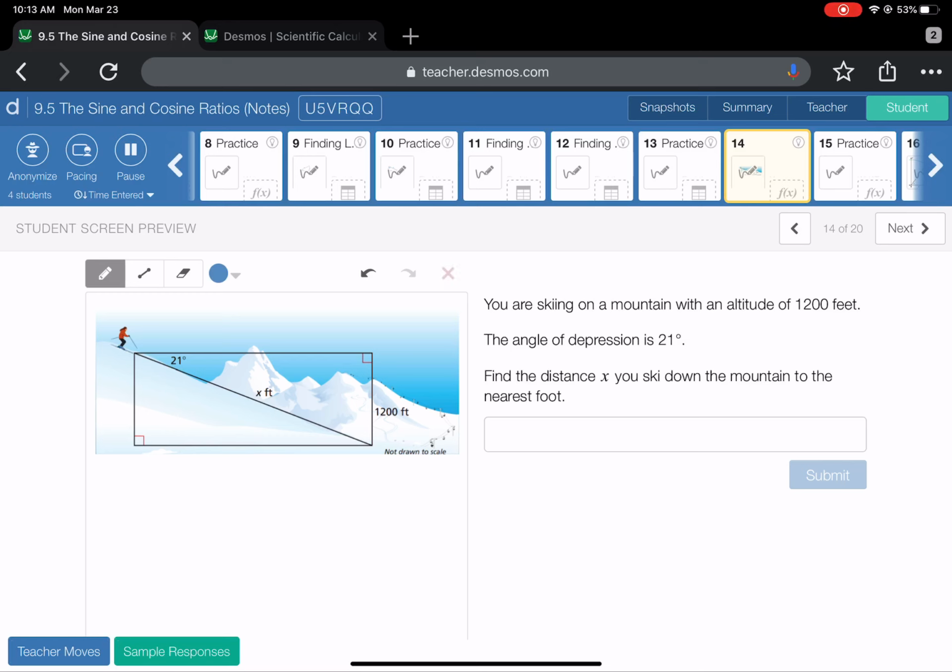So this is how we know. Look across and then down. That's the angle of depression. All right, so let's find the distance x down the mountain to the nearest foot.